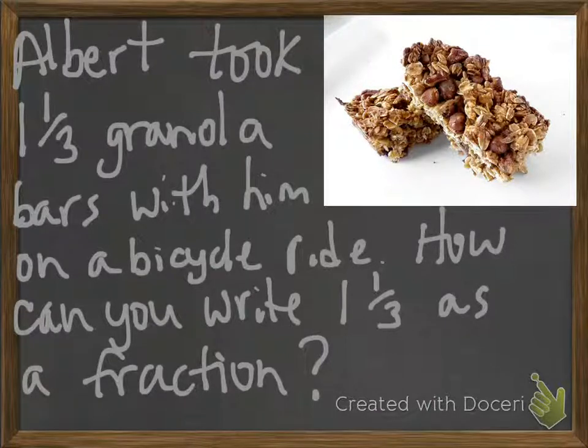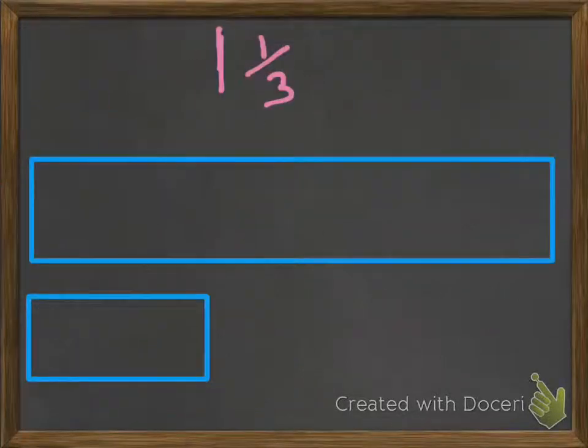Let's say Albert took 1 1/3 granola bars with him on a bicycle ride. How can you write 1 1/3 as a fraction? Or in other words, make it into an improper fraction. Well, we start off with 1 1/3. That's our number that we're working with, and we're going to use these bars here to help us figure it out.